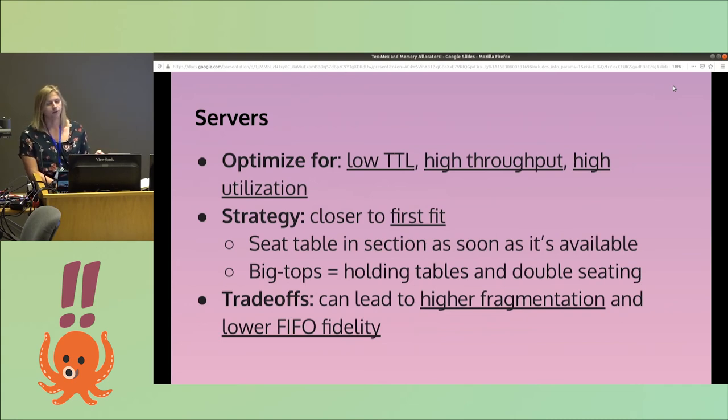Servers look pretty similar. They like low TTL, high throughput, high utilization, also closer to a first fit. They want their tables seated as soon as they're available, and avoid double seating and holding tables. Again, higher fragmentation and lower FIFO fidelity.